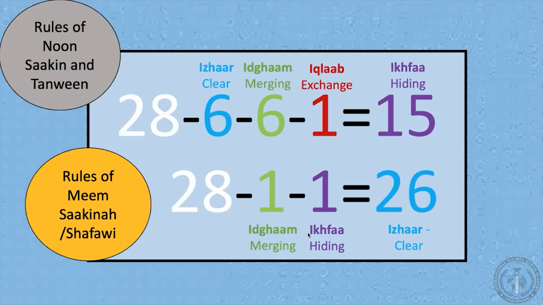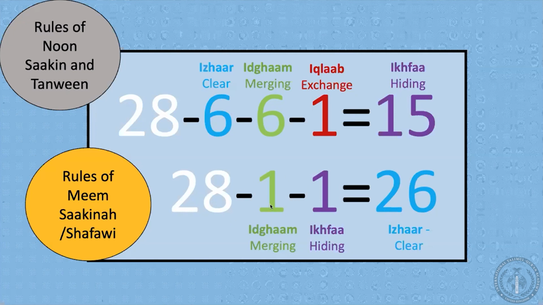So we don't press on it as much as we press on the idgham. And the third rule is izhar shafawi, which means if there's no mim following the mim sakin and no ba following it, then we do not do any ghunna on it. We don't give it any time. We just read it very quickly. So that is the 26 remaining letters. We see no ba and no mim. So this sums it up.